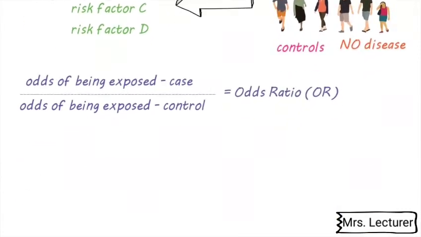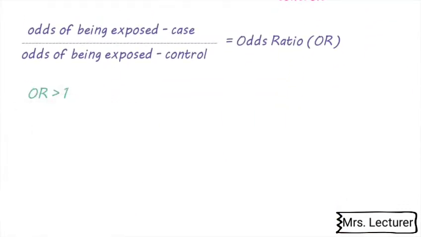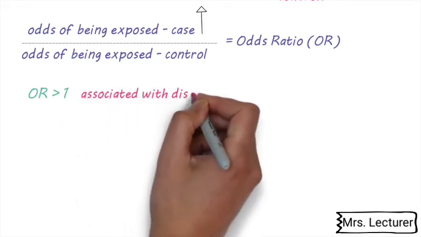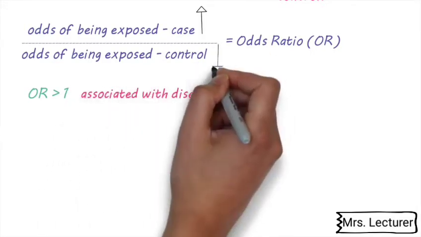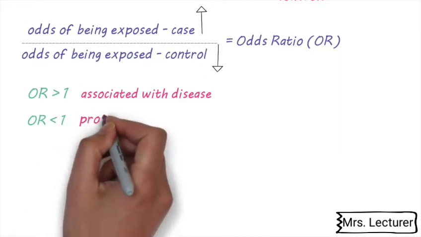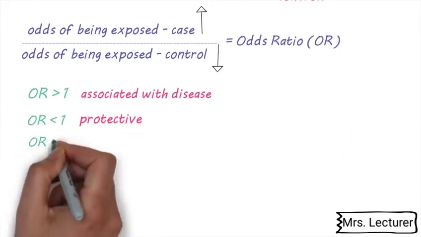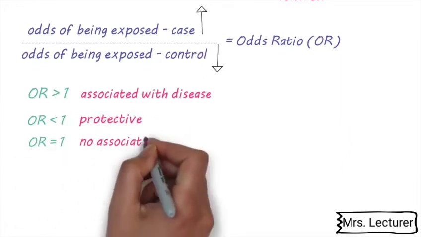An odds ratio of more than 1 means that people with the disease are more likely to have been exposed to that risk factor than people without the disease. This suggests that it could be a possible cause of the disease. An odds ratio of less than 1 suggests that it's a protective factor, and 1 suggests no association.